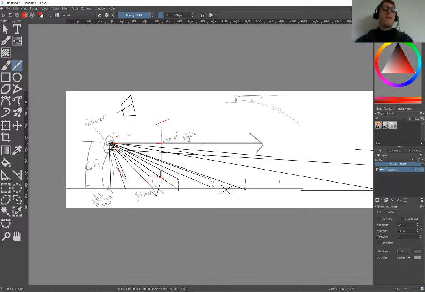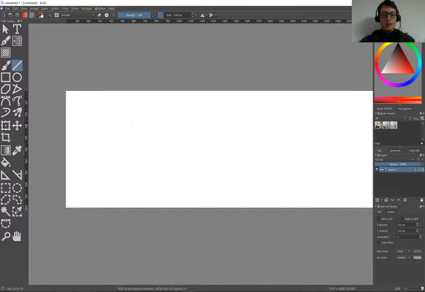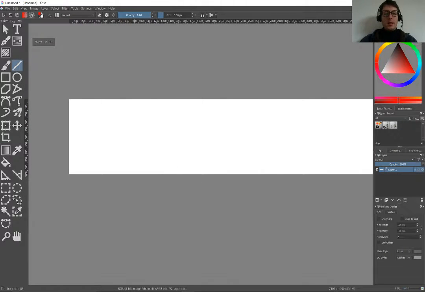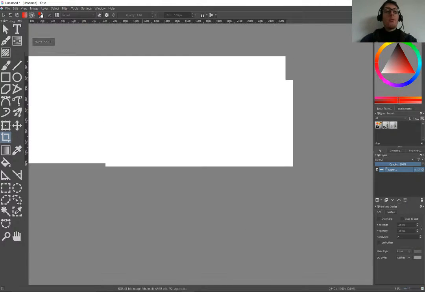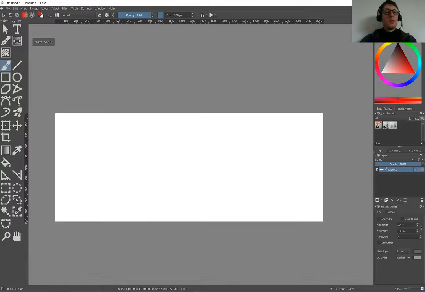Now, how does this affect what we actually see? Well, let's fill this up with white, and let's crop those two around there. The way we would see that line of poles, if we had a horizon. So here's our horizon. Actually, let's put it a little high up.